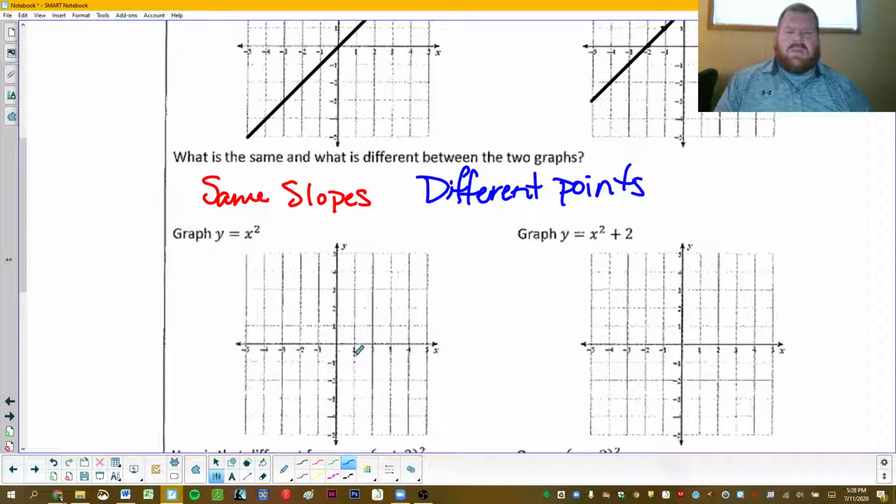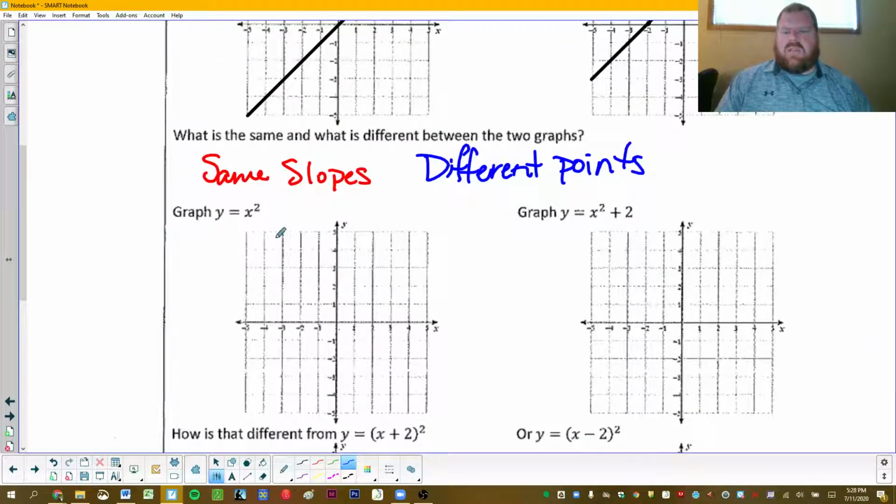Let's use that same idea and graph these two. I would say they're pretty similar. I started with y equals x and then y equals x plus 2. Here I'm looking at y equals x squared and y equals x squared plus 2. I'm going to use a table of values, just a quick one, to see what happens at 0, 1, and 2.